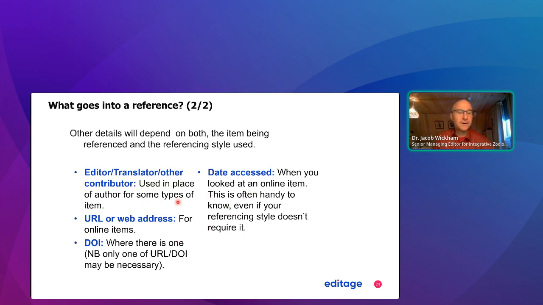Also, some references have websites, so you want to cite the URL, the web address, and also keep track of the date you accessed the online item. It's often handy to know, even if your referencing style doesn't require it. And usually, the publishers will put in links to all your citations in the reference section with DOI numbers. So you probably don't need to add DOI numbers to your reference section.